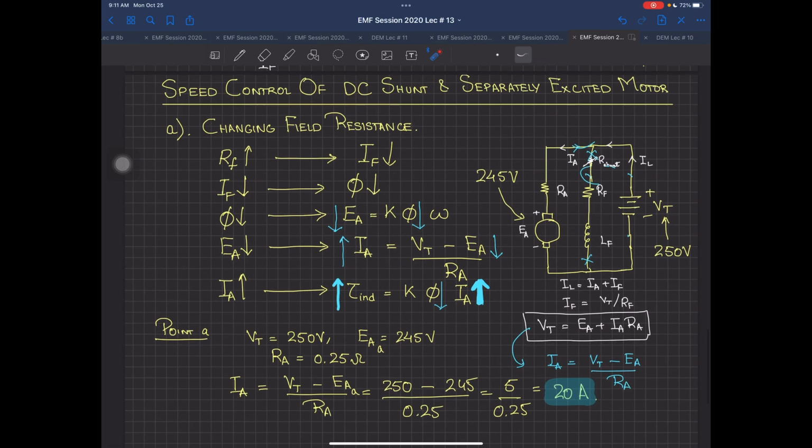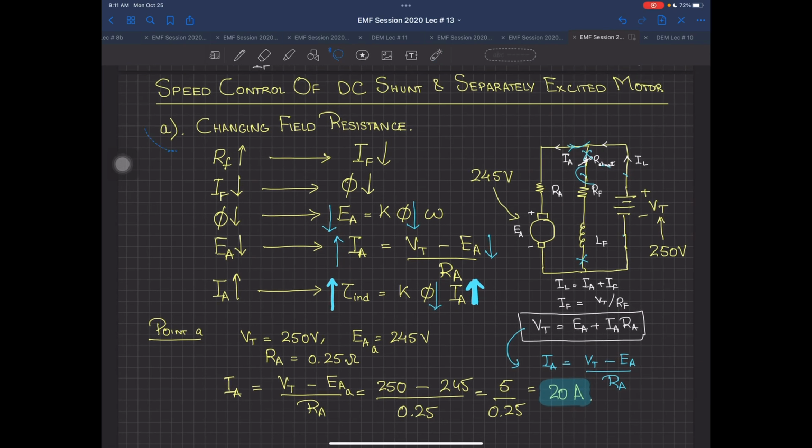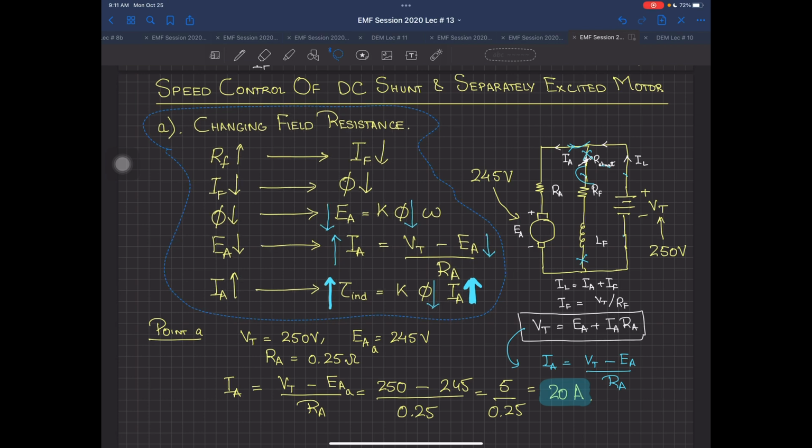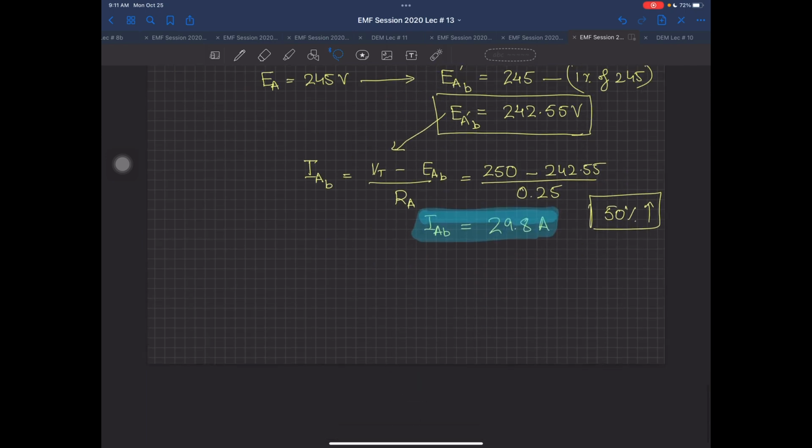Okay, so what has happened now? I am just copying this one, and since I have just concluded this one, so this is my over here.